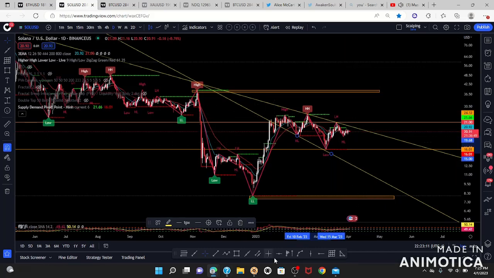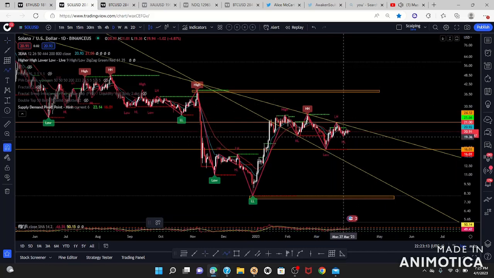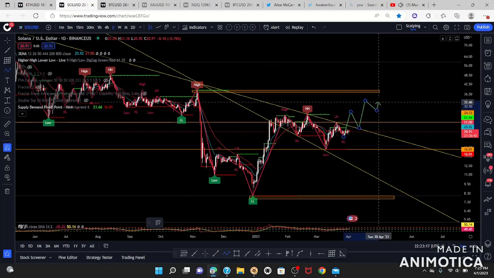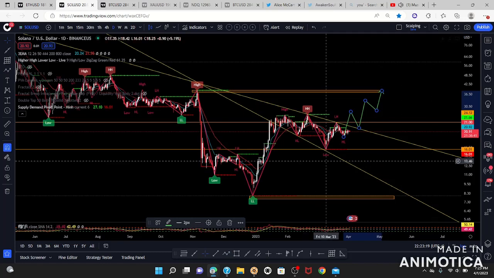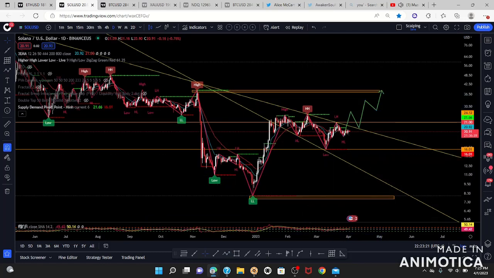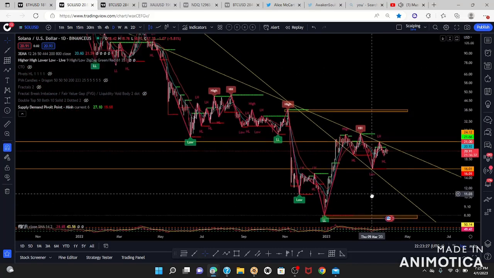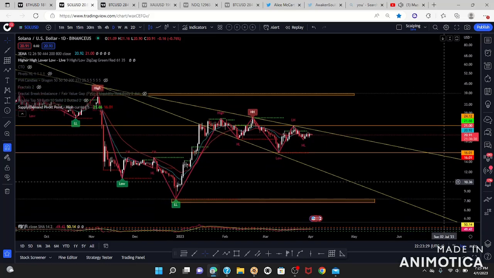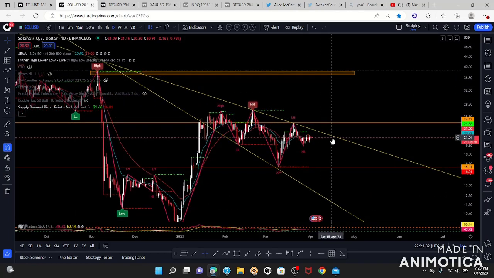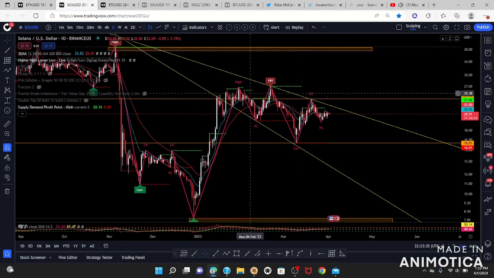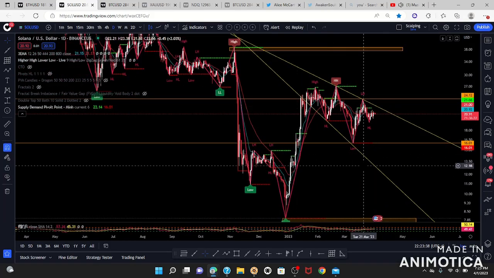Could break to the upside and then do this, right? Retrace and then continue to grab this liquidity. That's a big possibility there. So great resistance trend line to have an alarm on, just in case we break to the upside. So I have my daily trend lines.